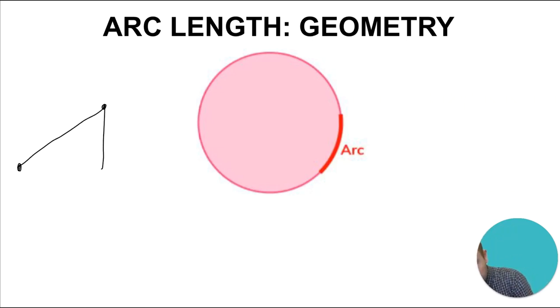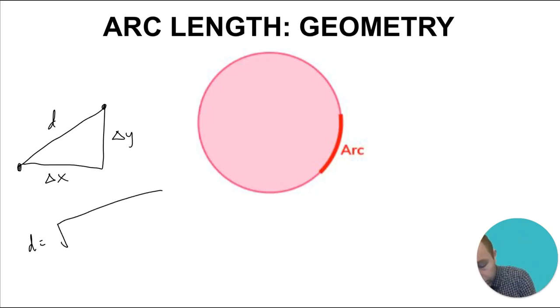So from the Pythagorean theorem, this is the change in y and this is the change in x, and you could square both of them, add together, and then square root it, and you get this distance, right? So in other words, the distance is the square root of the sum of the square of change in x and the square of change in y.